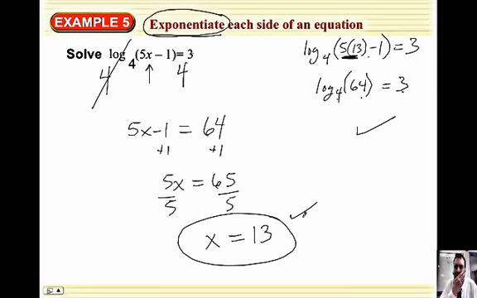Alright, example 5 is basically if you start with a log on one side and you need to get x by itself, just base both sides to get rid of that one log. But it's going to get a little harder in the next one.